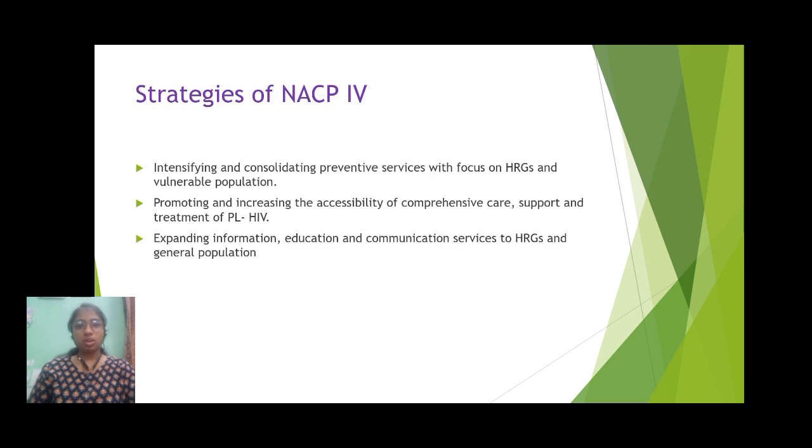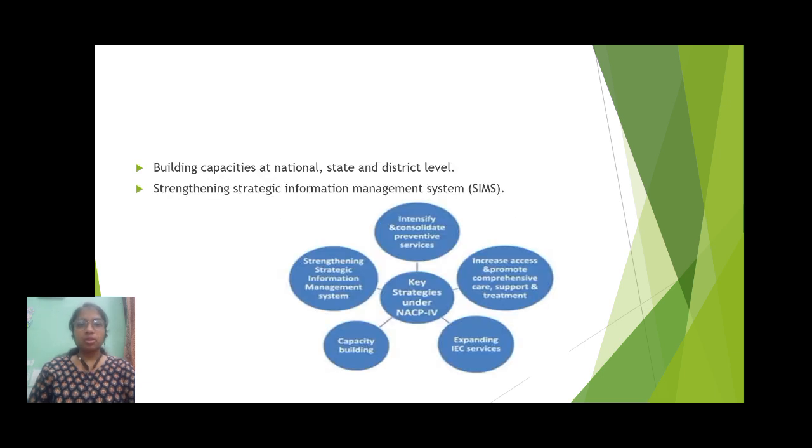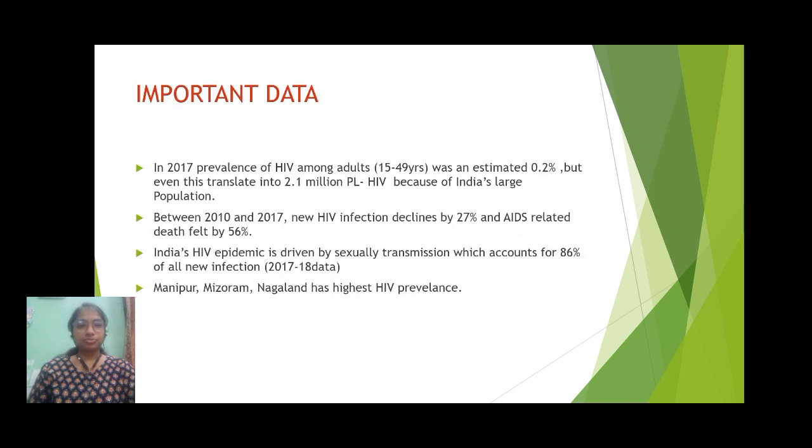The strategies of NACP 4 are: intensifying and consolidating preventive services with focus on high-risk groups and vulnerable population, promoting and increasing the accessibility of comprehensive care, support, and treatment of patients living with HIV, expanding information, education, and communication services to high-risk groups and general population, building capacities at national, state, and district level, strengthening strategic information management systems.